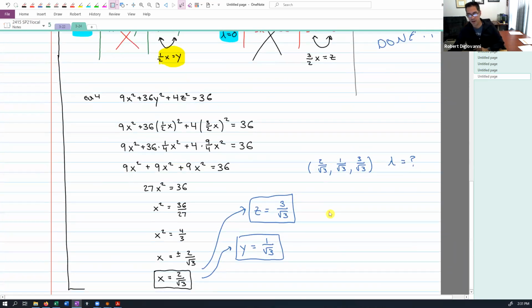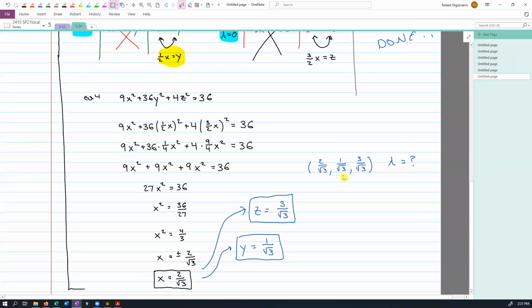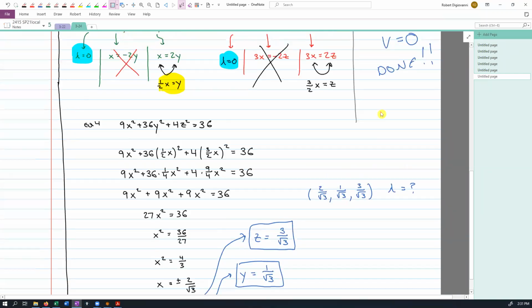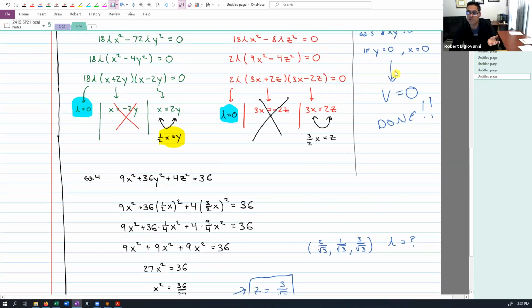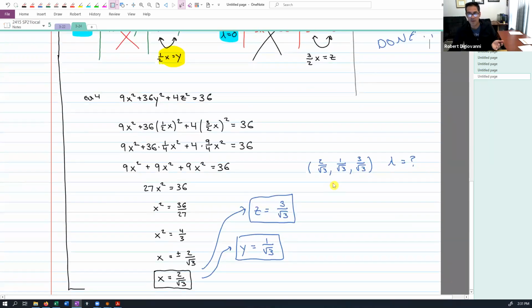And so can I conclude that this is going to be where I have a max? Can I conclude that? Why does this have to be a max? If you let x or y be 0, you get 0 volume, right? So it's like anything you compare this to, this will be bigger.